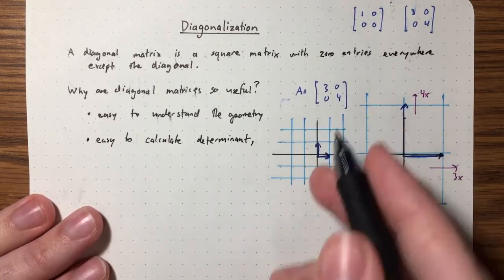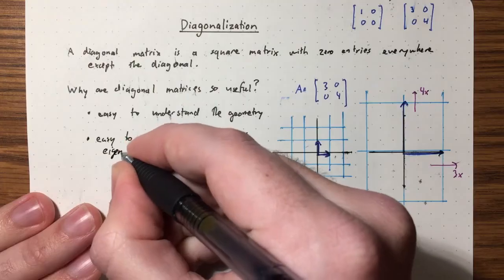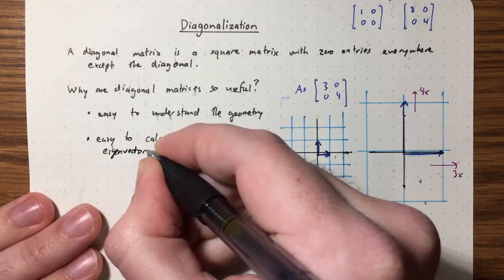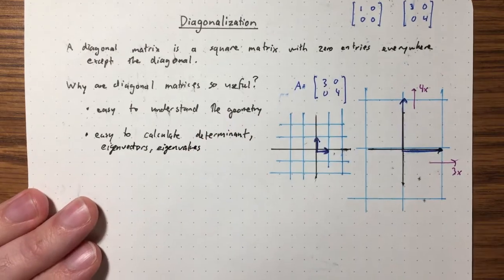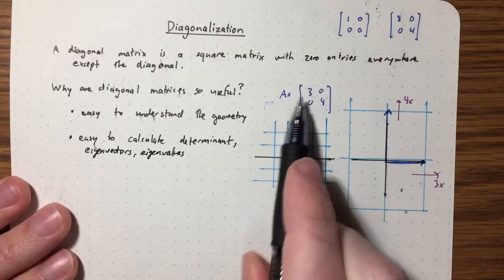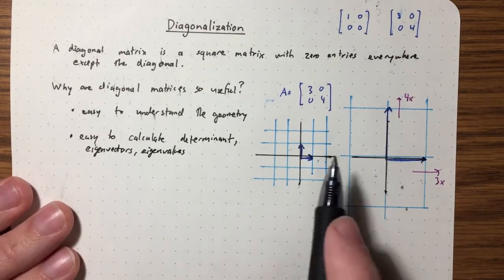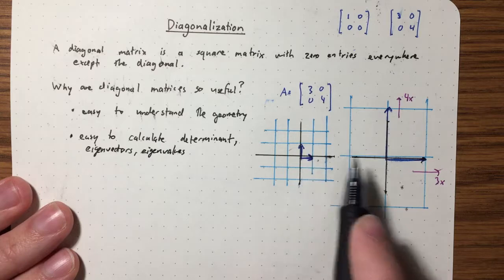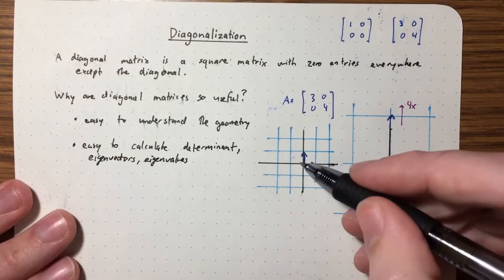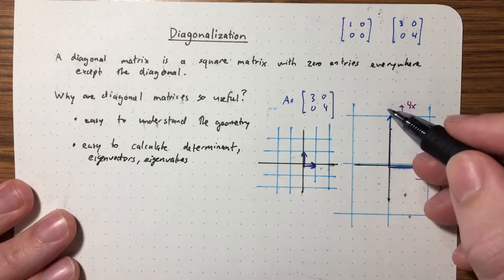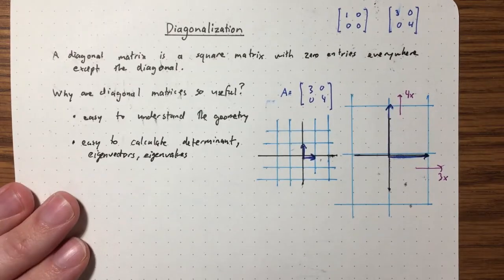What else is it easy to calculate? We can calculate the eigenvectors and eigenvalues. Because for this matrix, what are the eigenvectors and eigenvalues? Well, we can see them in this picture, right? 1, 0 is an eigenvector with eigenvalue 3, as it gets stretched by a factor of 3, but it ends up pointing in the same direction. 0, 1 is an eigenvector with an eigenvalue of 4, because it gets stretched by a factor of 4, and again ends up pointing in the same direction.